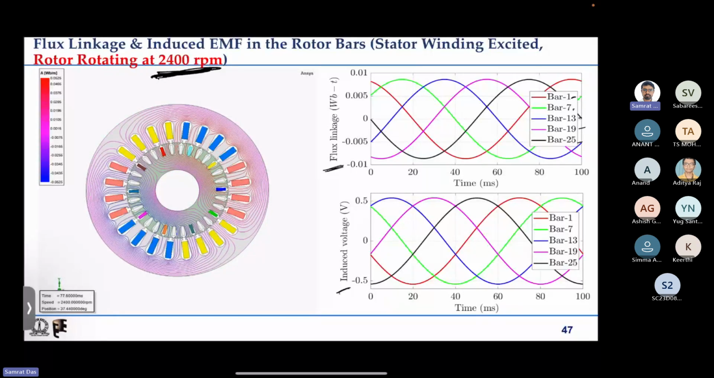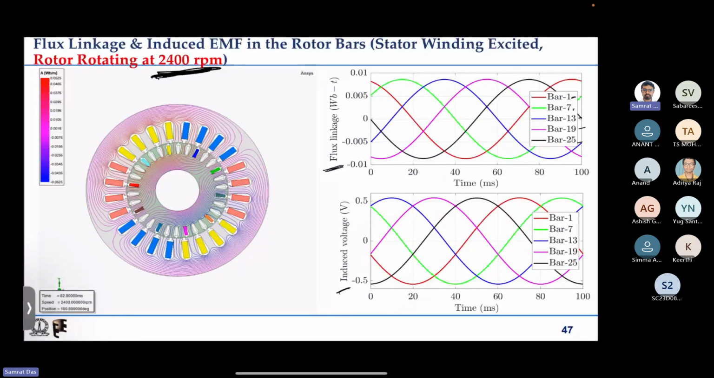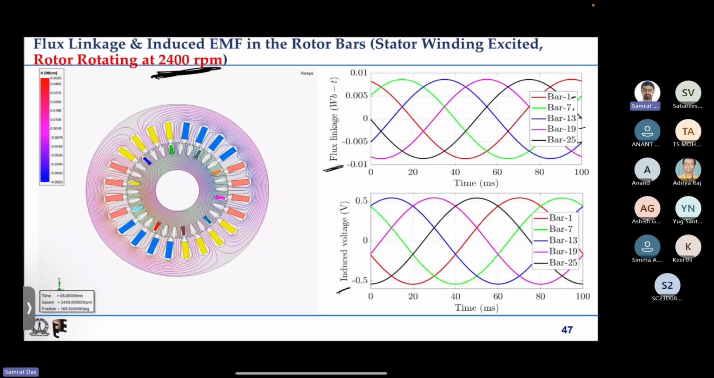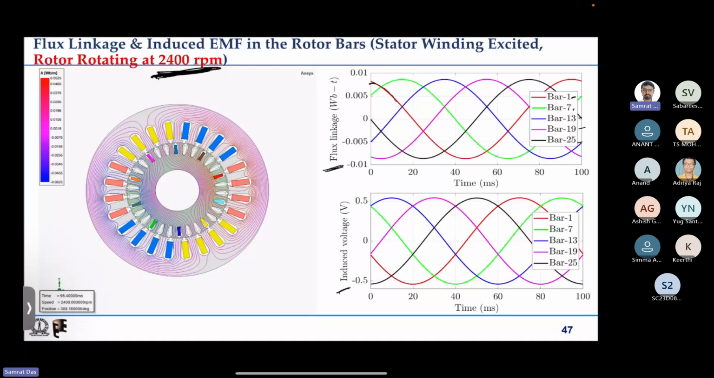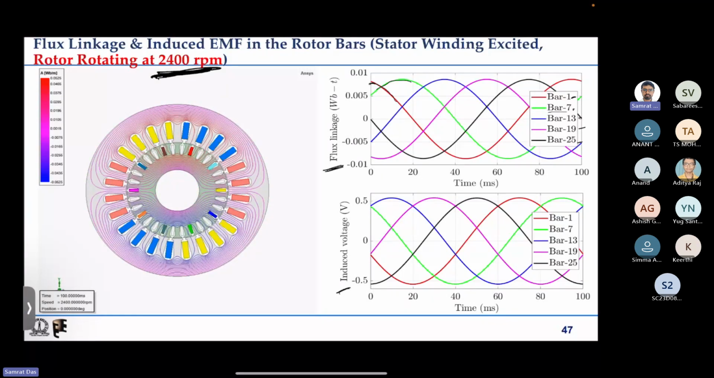You can see that we have the same sinusoidal flux linkages. Bar 1 is here, next is bar 7, which is lagging bar 1 by some angle, and next is bar 13, which is again lagging that by some angle. So this is how it is for all these bars. If this is bar 1 and this is bar 7, what is the angle between the two?